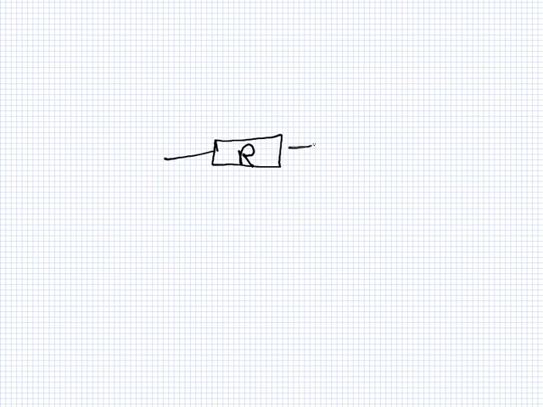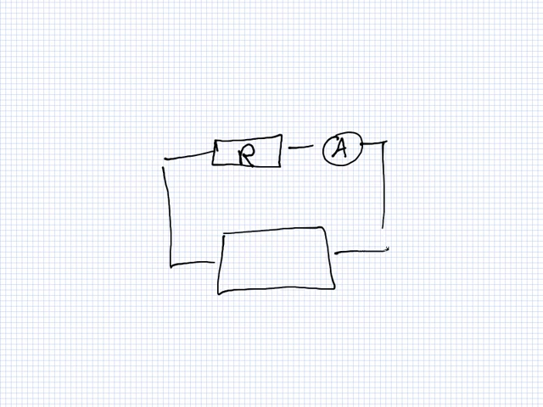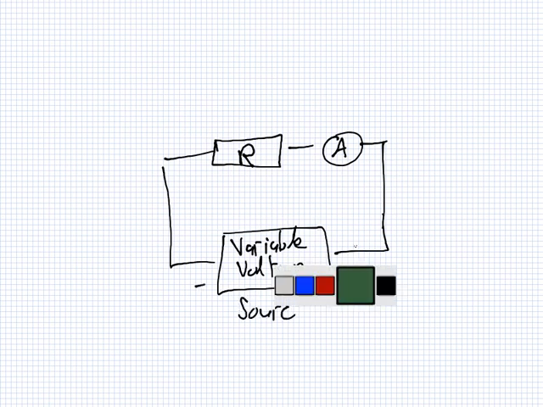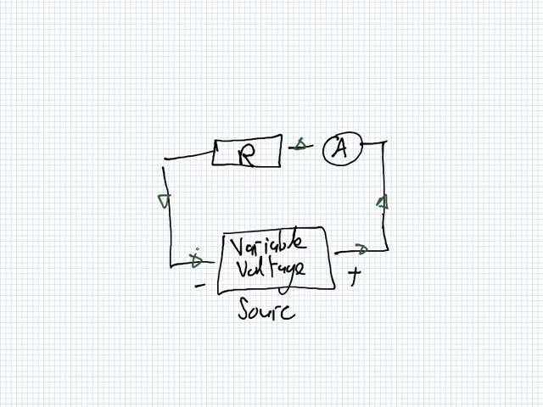Resistor, current, ammeter, and here you can have something called a variable voltage source. In other words, you can buy a machine and you can decide how much voltage you want to provide. You just turn the dial, 9 volts, 8 volts.